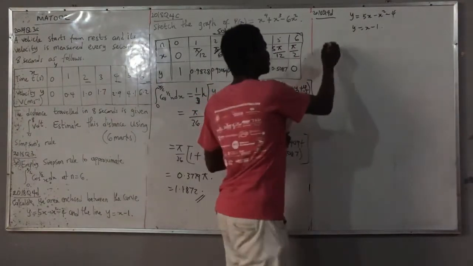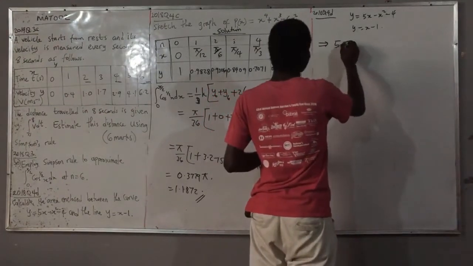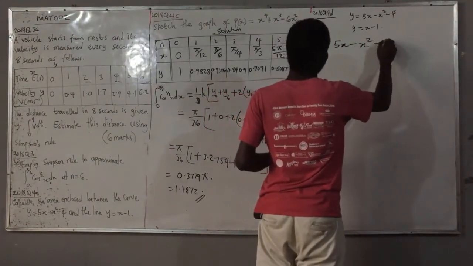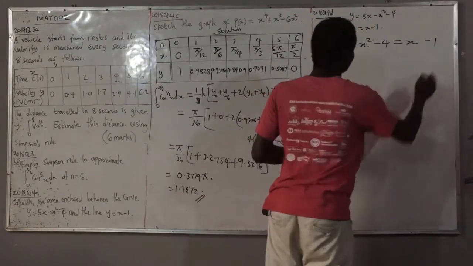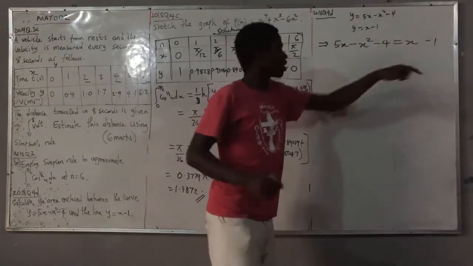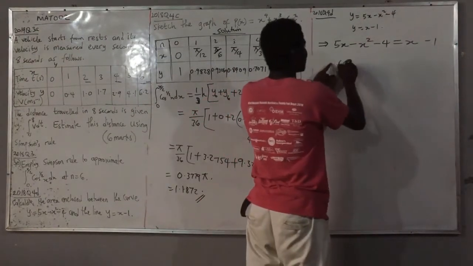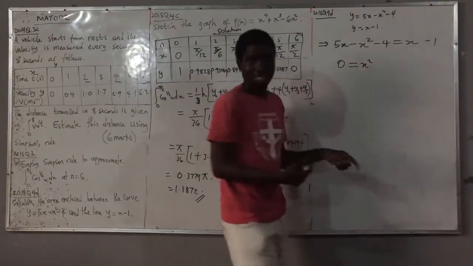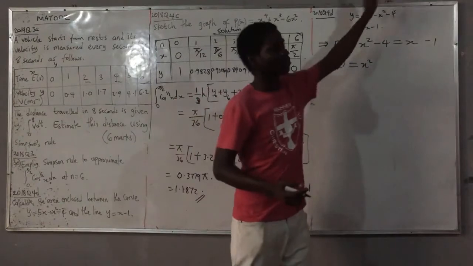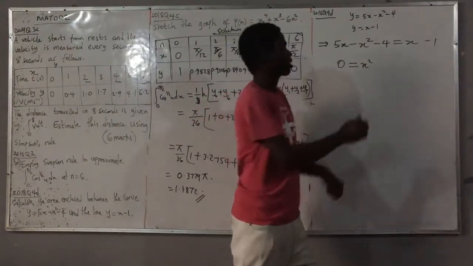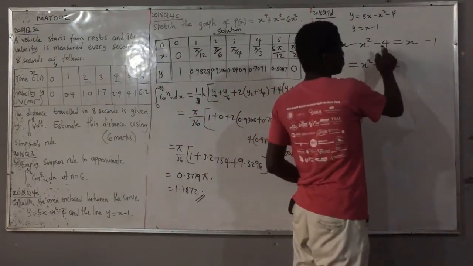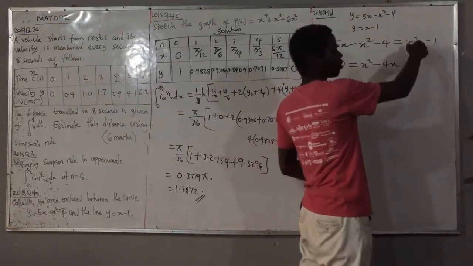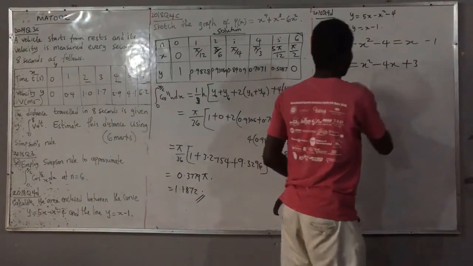So this means that I have 5x minus x squared minus 4 equal x minus 1. Bring all these ones to the other side. Bring everything here so that this one will remain 0. This is minus x squared; when it comes here, it becomes plus. This is 5x minus 5x plus x, that is minus 4x. This is minus 4, this is plus 4 minus 1, that's plus 3.